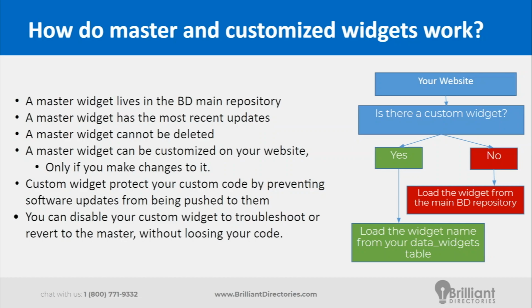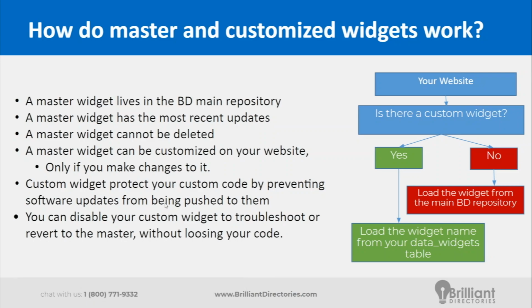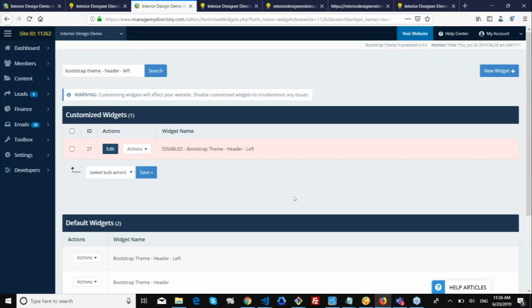You don't have to worry about it changing everything, or your whole big file of all this different HTML code having to be different because you had to change one specific thing. So now, a master widget can only be customized on your website, and a custom widget protects your code from software updates being pushed. So if you want something to be specific and you don't want any changes to be made from the Brilliant Directories platform, you can also customize your widgets, and that will keep them safe without any future updates happening to them.